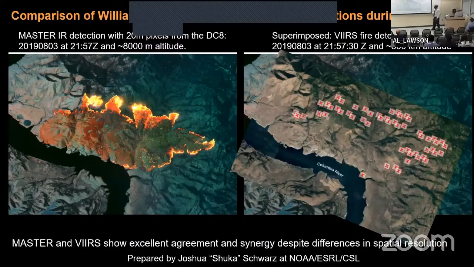So one of the instruments aboard there, I was the science leader of that instrument at that time, the MASTER. We were able to take this picture, which shows a very detailed spatial view of the different fires. And this is from there. These are the detections of fires from there. So you'll see that the spatial arrangement is very similar.